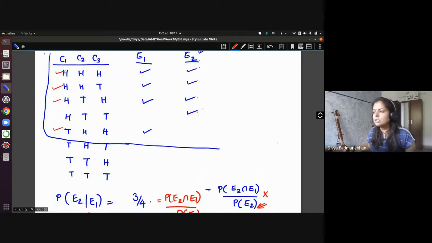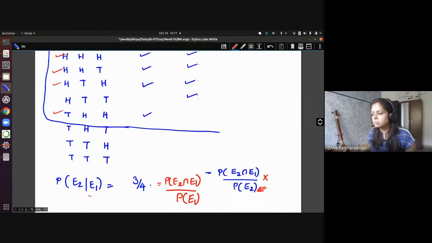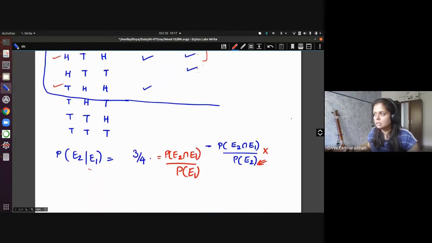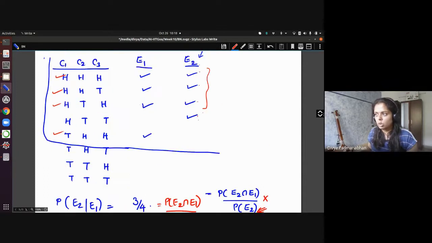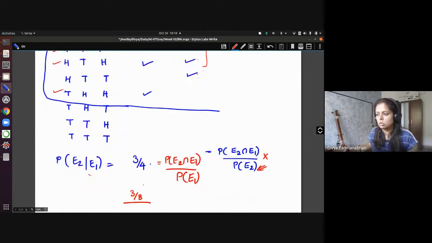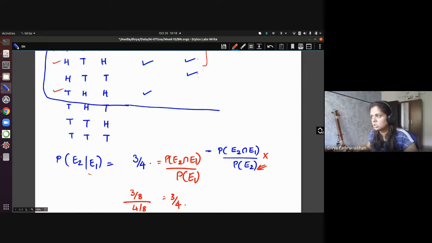Another way to do this is to explicitly compute the intersection probability. The intersection happens in these three cases, so that is 3/8 if you assume all tosses are independent. So 3/8 divided by probability of E1, which is these four cases, so 4/8. That also gives you the same answer, 3/4. So these are two ways to compute the probability.